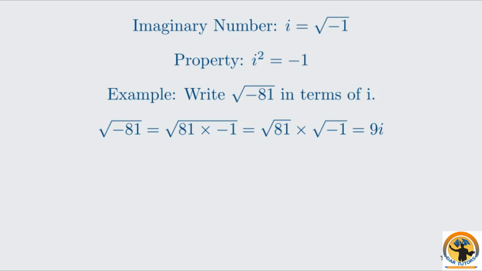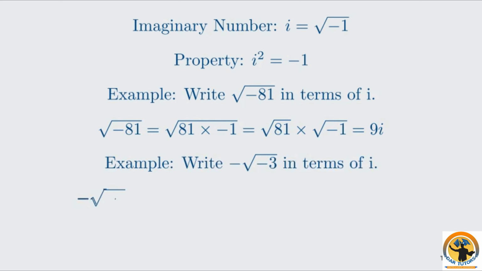Let's try another one that's a bit different. What about negative the square root of −3? The negative sign outside stays there. Inside, we have the square root of 3 times the square root of −1. This simplifies to −i√3. We typically write the i before the radical to avoid confusion. So, we have successfully expressed the square roots of negative numbers using the imaginary unit i. This is a crucial first step.